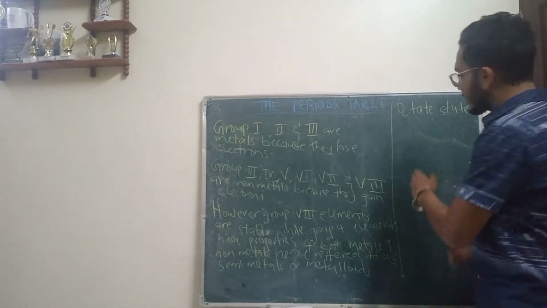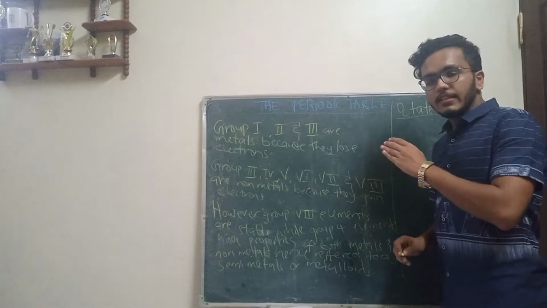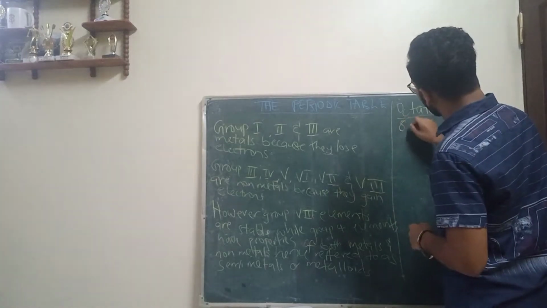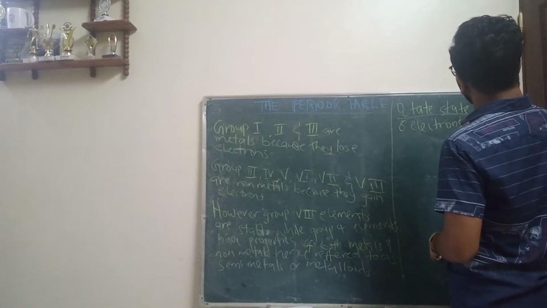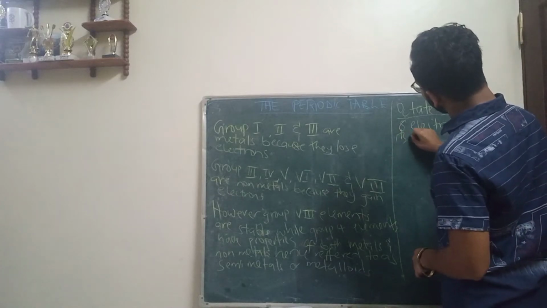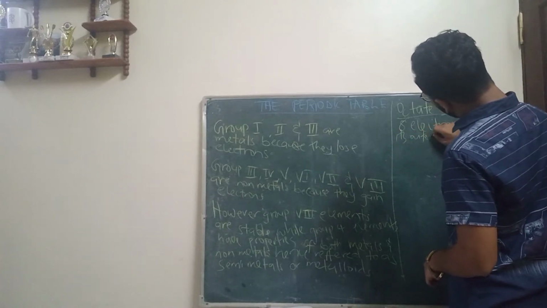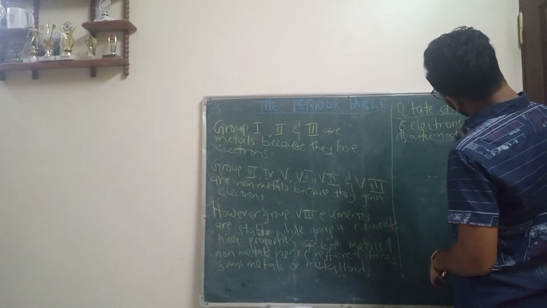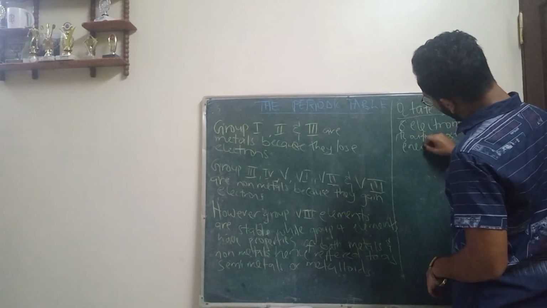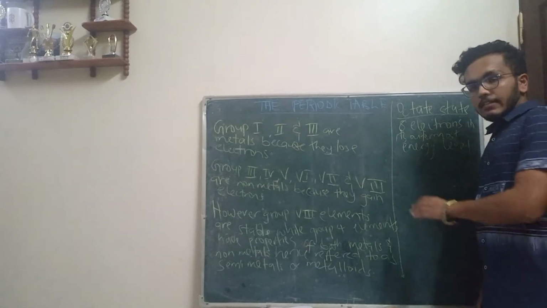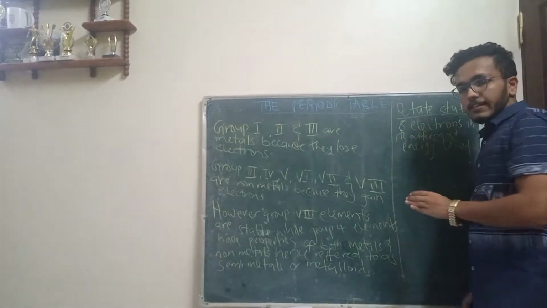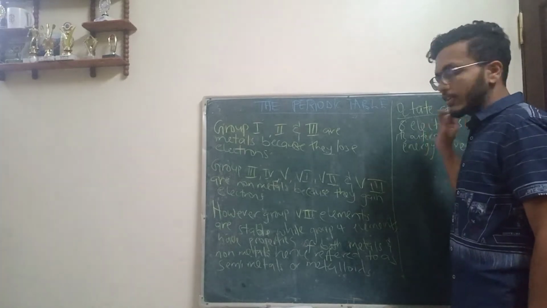In this state, the octet state, the atom has 8 electrons in its outermost energy level. That is the octet state. These are stable states of the atom.